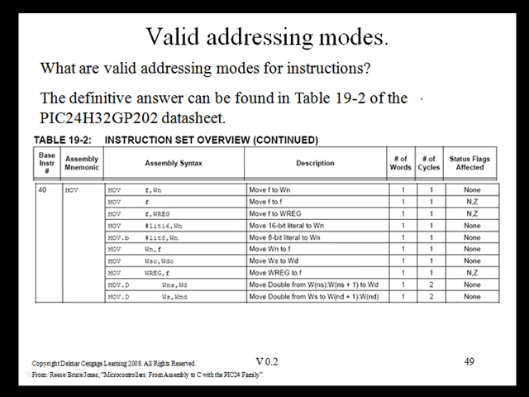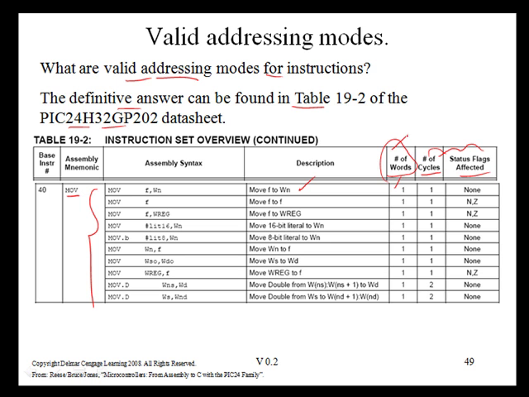At this point, we've been a bit fuzzy about exactly what addressing modes are valid for instructions. So the definitive answer can be found in table 19-2 of the PIC24 datasheet. This is the particular device we're talking about in this class, and actually these forms are valid for all PIC24 devices. This table has an instruction mnemonic. It has the various forms of that instruction. It has the description of each form, the number of instruction words that it takes for each instruction, the number of instruction cycles that it requires to execute each instruction, and the status flags that are affected. We'll talk about these 2 columns in a later lecture.